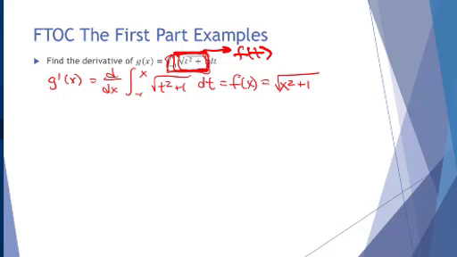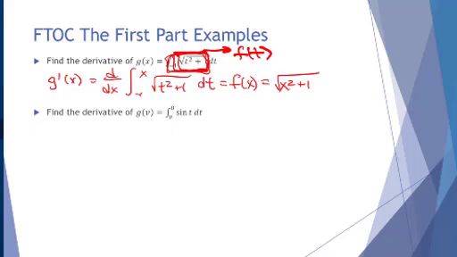Which is a little weird for us because we're used to, when we take derivatives, thinking we need to use quotient rule or chain rule. But no, in this case, you actually just have to use the fact that the derivative and the integral undo each other and leave you with that original function evaluated at x. Let's look at another one.